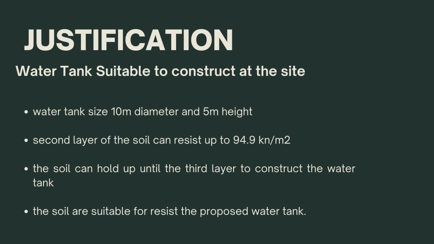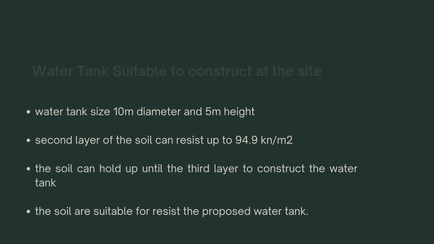Next, the water tank that we propose is suitable to construct at this site, with a water tank size of 10 meter diameter and 5 meter height. The second layer of the soil can resist up to 94.9 kN per meter square, and the soil can hold up until the third layer to construct the water tank. The soil is suitable to resist the proposed water tank.